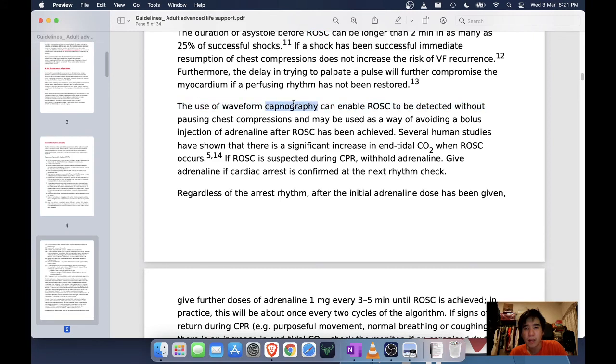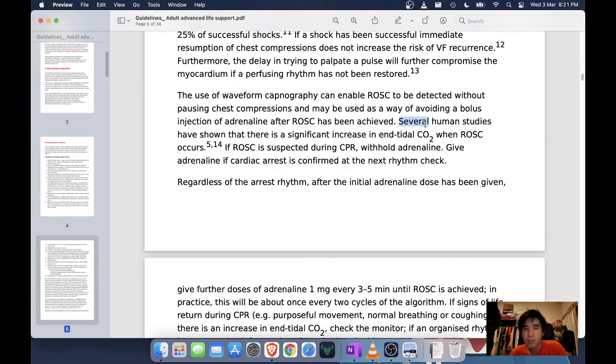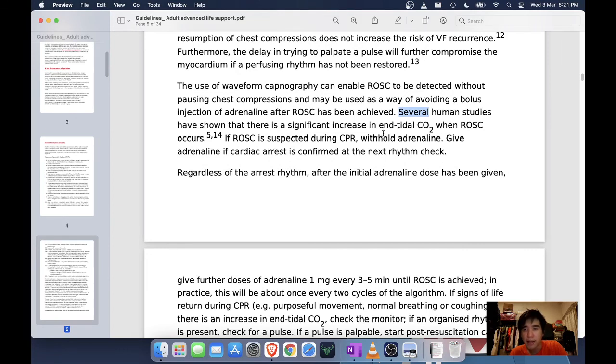The use of waveform capnography can enable return of spontaneous circulation to be detected without pausing chest compressions, and may be used as a way of avoiding a bolus injection of adrenaline after return of spontaneous circulation has been achieved, as you want to withhold adrenaline after they have return of spontaneous circulation. Several human studies have shown that there is a significant increase in end-tidal CO2 when return of spontaneous circulation occurs. So capnography measures the level of CO2 in the blood.